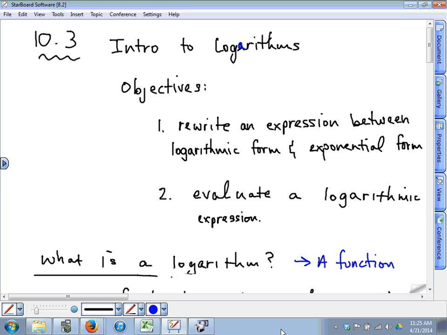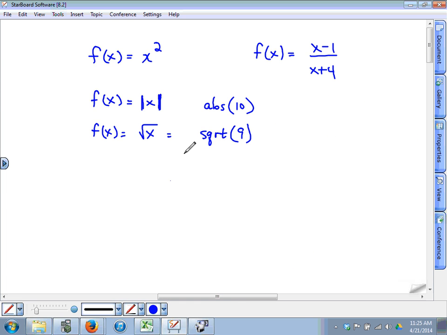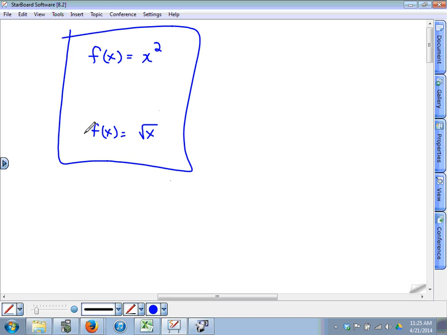Now, let me get back to this blank screen over here. Some functions have a lot in common, or they have something related to each other. Like I'm going to erase all but these two right here. What do these two functions have to do with each other? They look completely different. They're inverses. You guys hear that? Inverses, yeah.